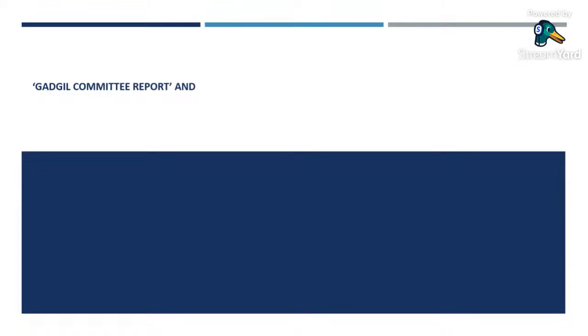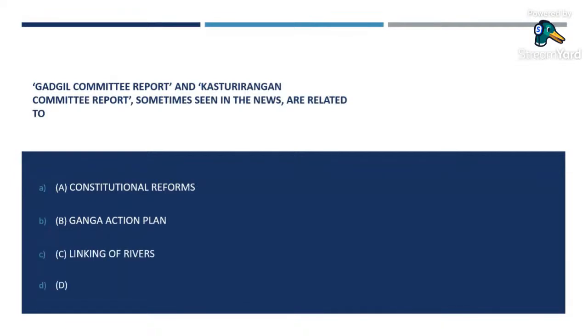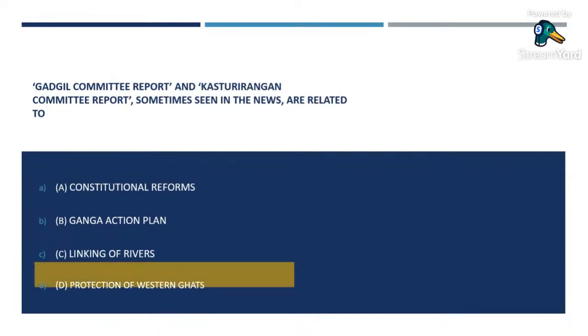Gadgil Committee report and Kasturirangan Committee report, sometimes in news, are related to A. Constitutional reforms, B. Ganga Action Plan, C. Linking of rivers, D. Protection of Western Ghats. It is protection of Western Ghats.